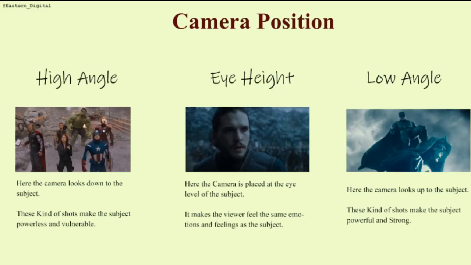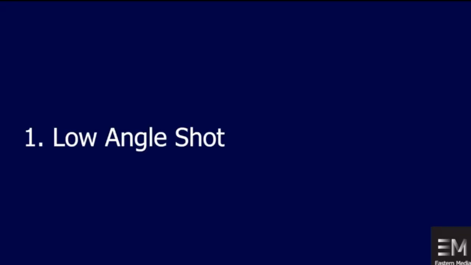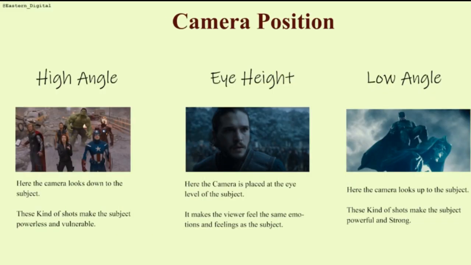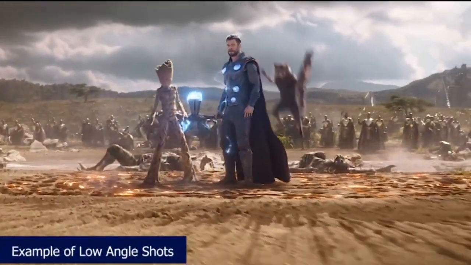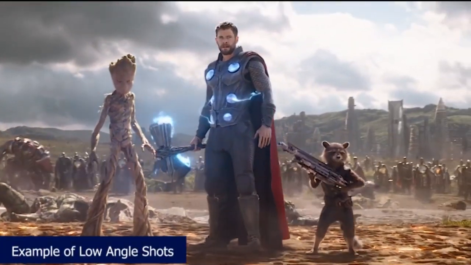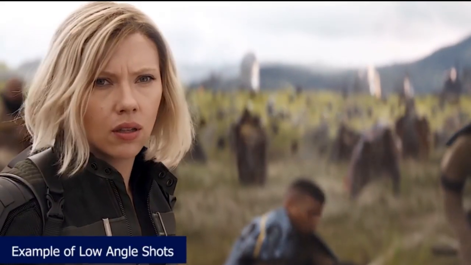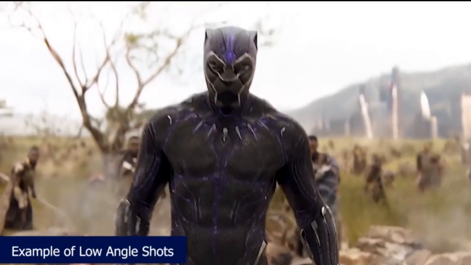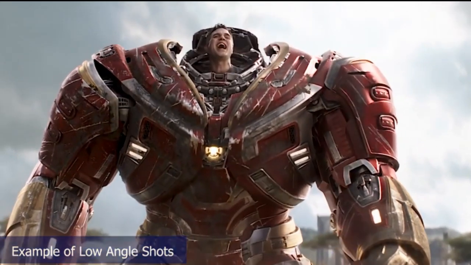Now the final one is a low angle shot. Here, in these kinds of shots, the camera looks up to the subject. These kinds of shots make the subject more powerful and strong. Mostly this is used to show a hero's entry or a villain's entry into a shot.